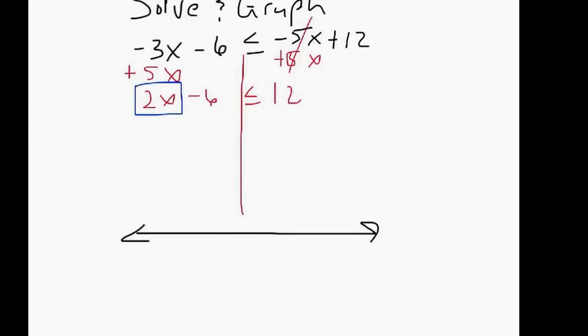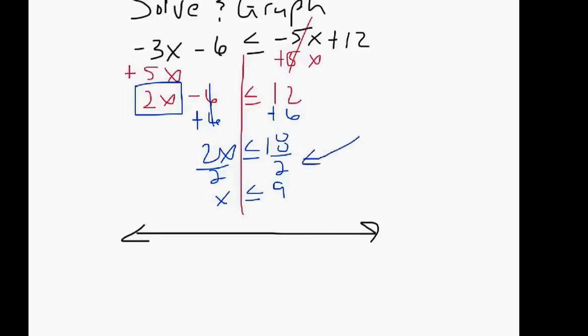Now I have one letter, so I can box that. Get rid of a minus 6 by doing plus 6. Those cancel. 2x is less than or equal to 12 plus 6, which is 18. When it's beside it, we divide it. Divide both sides by 2. And I get x is less than or equal to 9.